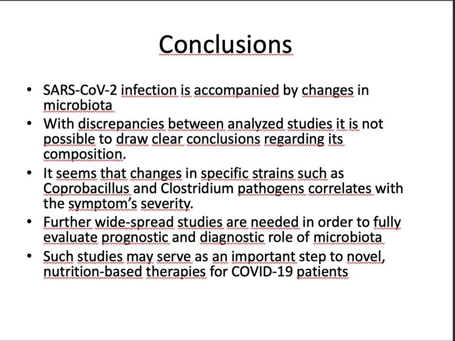We believe more studies should be initiated in order to fully explore the potential use of gut microbiota's prognostic and therapeutic role. The potential use of 16S ribosomal RNA sequencing as a prognostic and diagnostic tool should also be examined. Such analysis may also provide data necessary for development of microbiota-based personal therapies. That would be all.